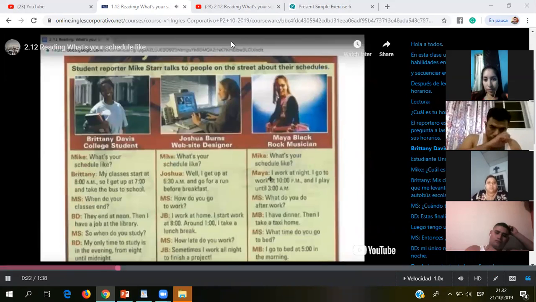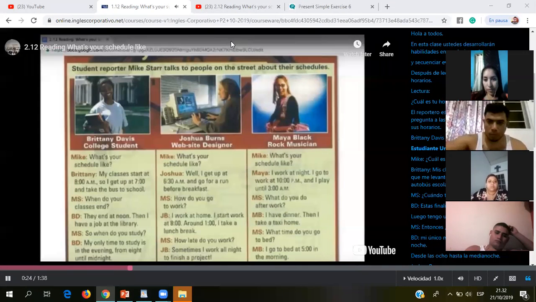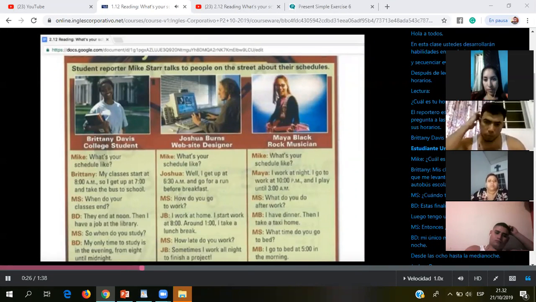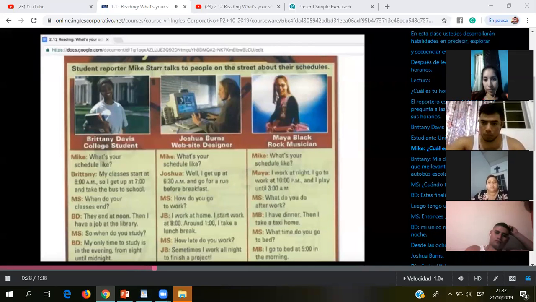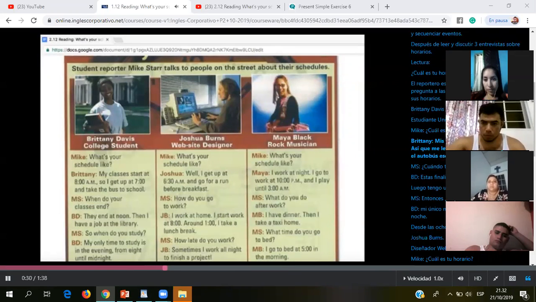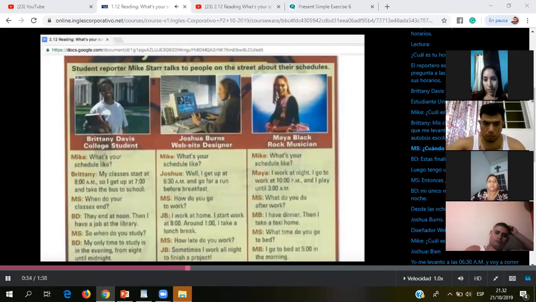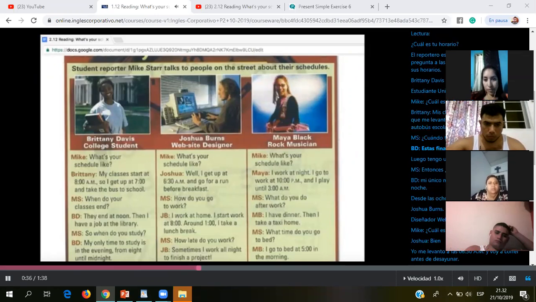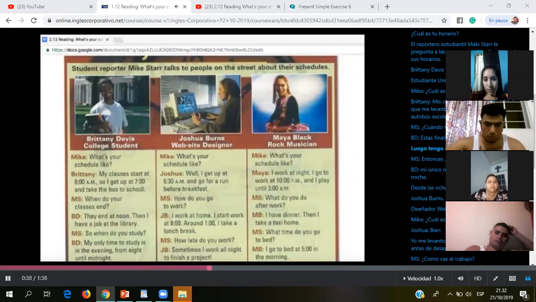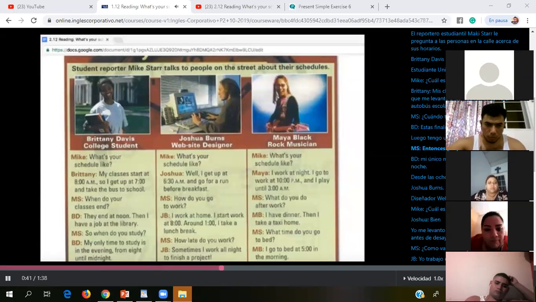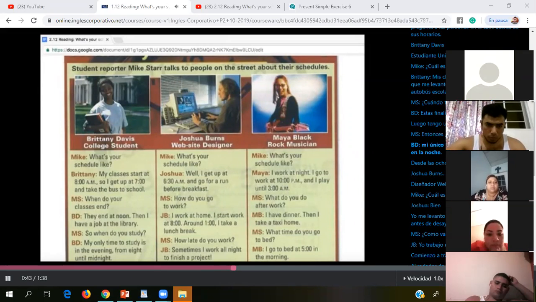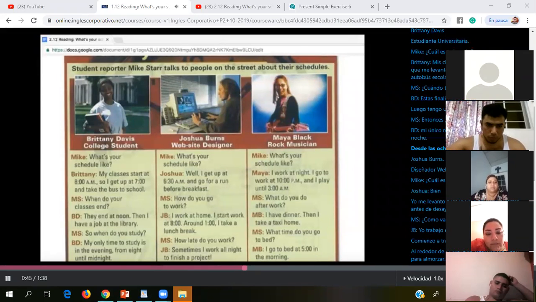Brittany Davis, college student. What's your schedule like? My classes start at 8 a.m., so I get up at 7 and take the bus to school. When do your classes end? They end at noon. Then I have a job at the library. So, when do you study? My only time to study is in the evening, from 8 until midnight.